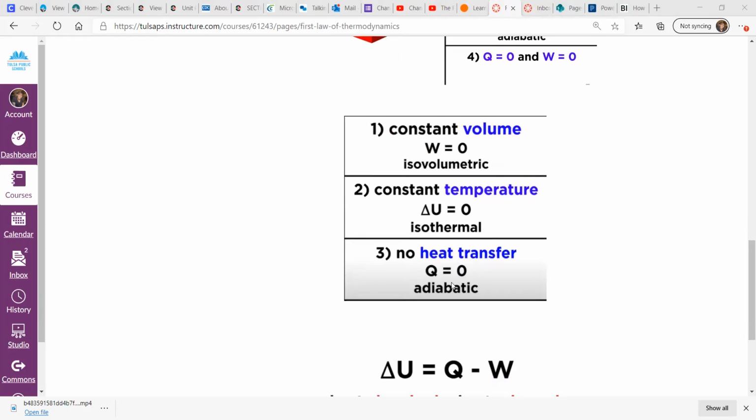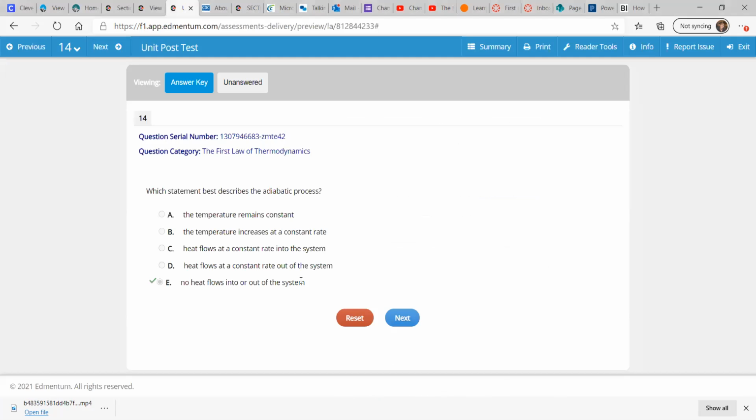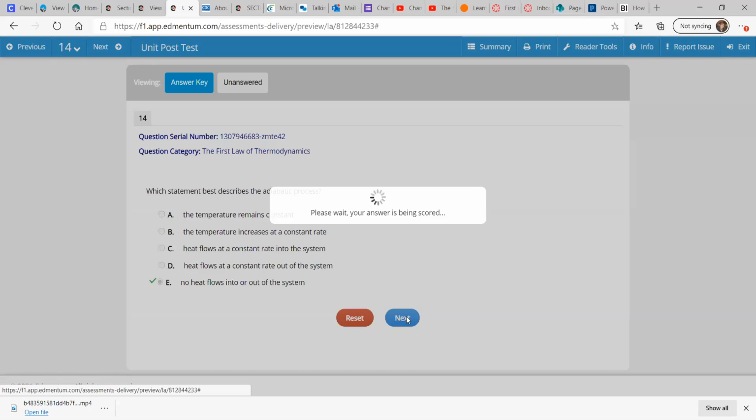Three, no heat transfer, meaning Q equals 0. That is called adiabatic, and that is why our answer is, there we go, E, no heat flows into or out of the system. Adiabatic processes, no heat is flowing in or out, so Q, which stands for heat in our equation, is 0.